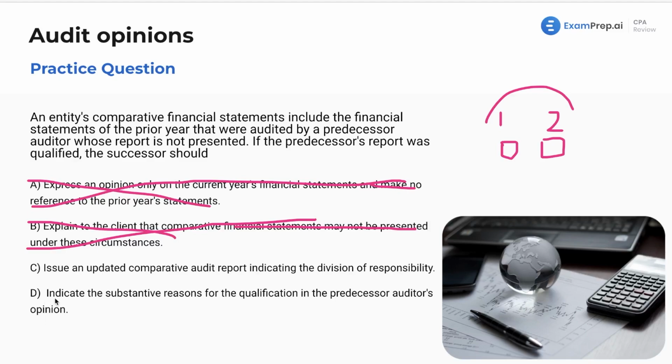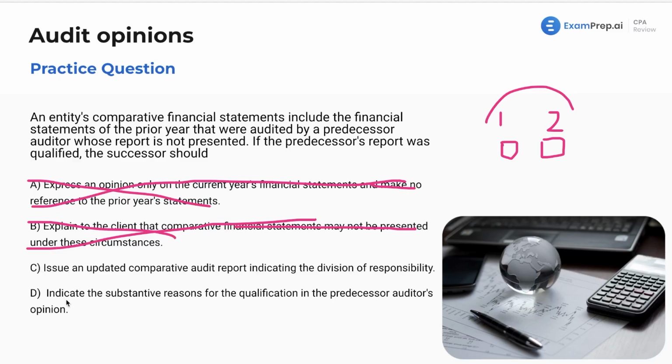But let's look at the next one. Indicate the substantive reasons for the qualification in the predecessor auditor's opinion. So this one is going to be our correct answer, right? The predecessor auditor had year 1, we have year 2. But the thing is, the investors don't care who did the audit. They just want to know if there was a problem, what was the problem, and why was there a problem? So us just saying, hey, someone else did year 1, that doesn't help the investors.